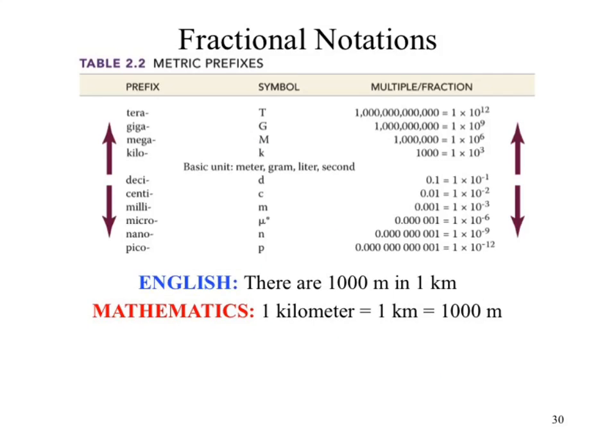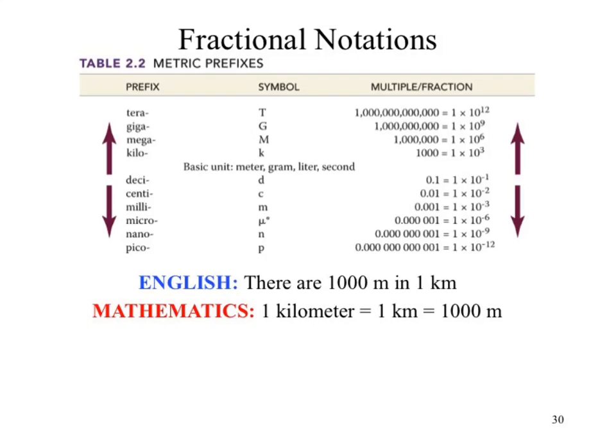Fractional notations. I'm not sure how much I really want to get into this next sequence of slides because it seems to confuse more people than help. But we need to look at some of our units and come up with an understanding of these. So we got our symbols up here. Let's take a look at kilometers and meters. Our English is there are 1,000 meters in 1 kilometer.